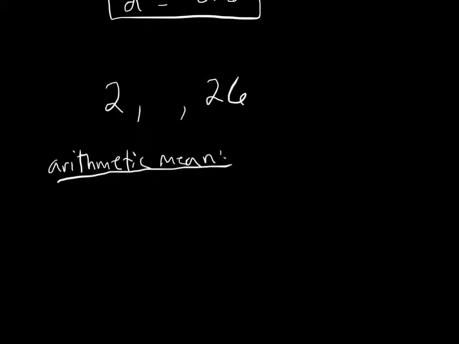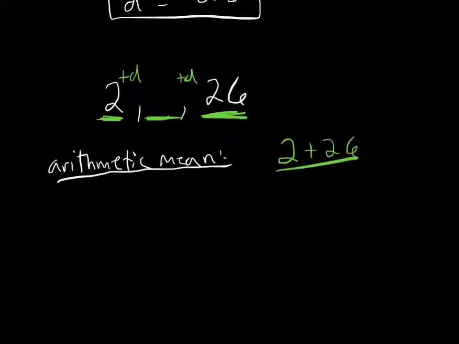Well, we know if we have to add some number to get here, and we have to add that same number to get here, the difference between this number 2 and this number is going to be the same as the difference between this number 26 and this number. So we need to just find the average of these two numbers. Remember, for the average, you just add the two numbers together and divide by 2. Well, that's 28 divided by 2, which is 14. And so there's my number in the middle.